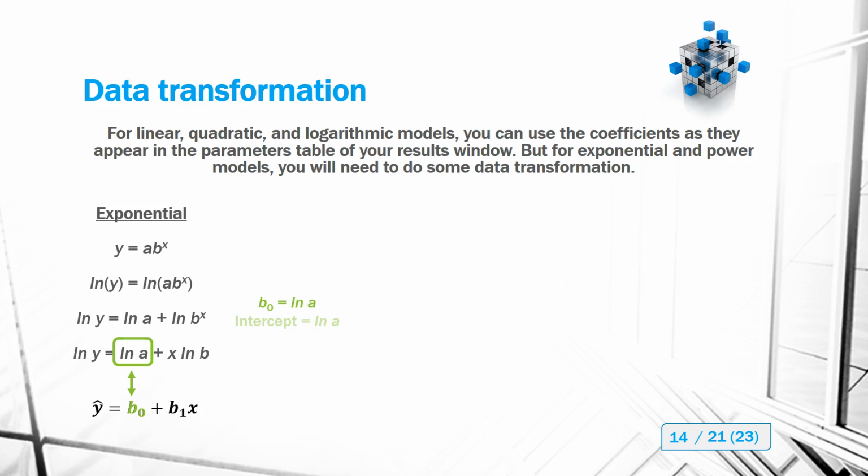B naught is my y-intercept. So that's going to be the intercept value located in the parameters table of my results window when I go to do the regression analysis.